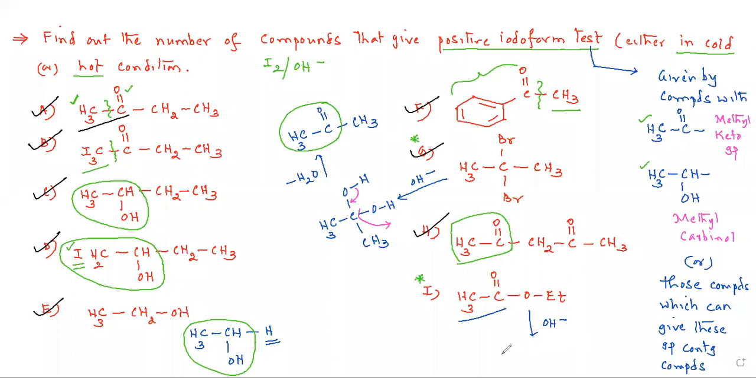Ester hydrolysis in the presence of base. You've seen the mechanism. This will become CH3COO minus, isn't it? Then the ethoxide finally takes a proton from this and becomes ethyl alcohol. Now, this ethyl alcohol is what is going to give you iodoform, just like E. Okay. So, finally, all 9 can give positive iodoform.